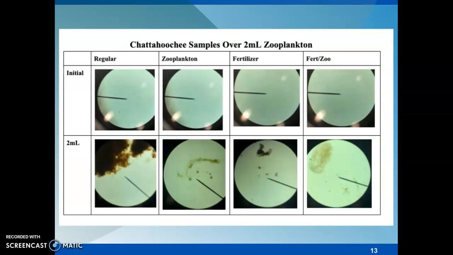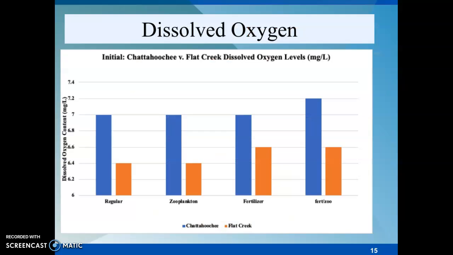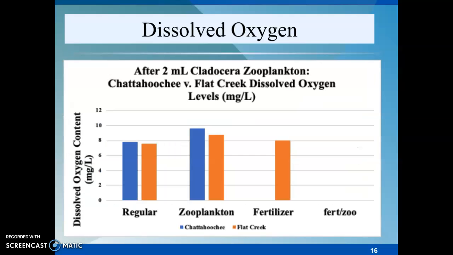These were the microscope samples, and as seen, Flat Creek showed a distinct greenish tinge compared to the Chattahoochee River. With the initial dissolved oxygen levels, Flat Creek showed a significantly lower amount of dissolved oxygen. The concentrations then increased after 2 milliliters of Cladocera zooplankton had been added. The sample with added fertilizer decreased entirely in dissolved oxygen due to cellular respiration and excess nutrients.